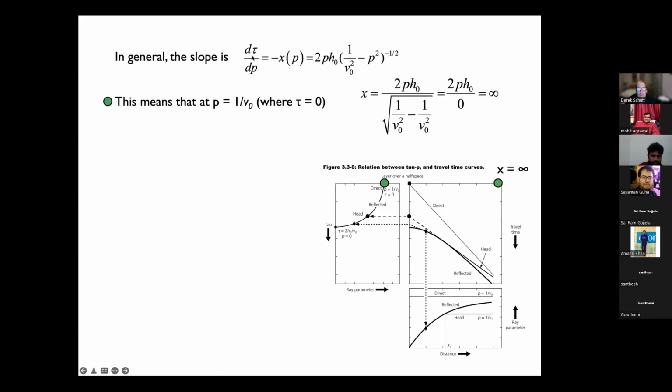In general, the d tau dp slope is going to be minus x of p, which will equal this equation here. And again, if p equals 1 over v naught, x goes to infinity. So this should be out to infinity right here. And this would correspond to this point on the tau p plot. And what I would encourage you to do is to look at this plot and see if it makes sense. It takes a little bit of intuitive work to build an understanding of these plots.